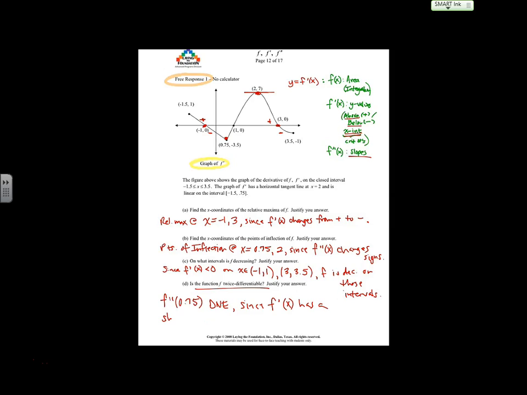You can put a no if you want. No. F double prime of 0.75 does not exist since F prime has a sharp point. The answer key had a weird answer where it said it is positive at the left and negative at the right. They're just talking about the one-sided limits not agreeing. It's totally good for you guys to say no, sharp point. That's why a sharp point doesn't exist. So they're just saying because the one-sided limits don't agree. You guys are good by saying a sharp point. Is that cool?